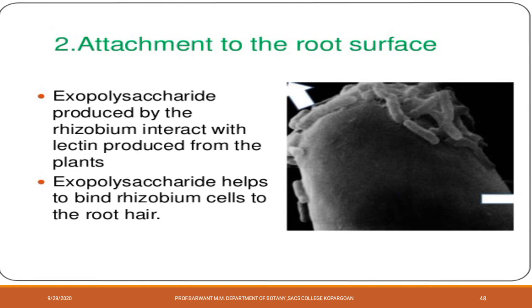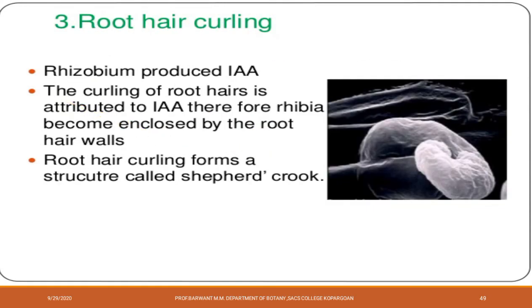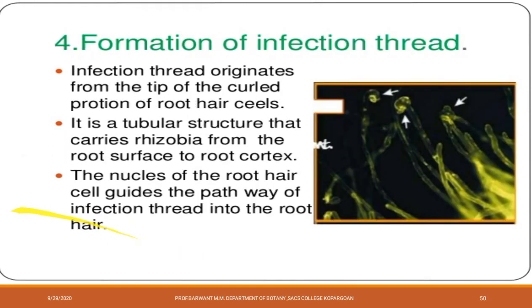Exopolysaccharide produced by the rhizobium interacts with the lectin produced by the plant, and the exopolysaccharide helps to bind the rhizobium cells to the root hairs. Then the root hair becomes curled. Rhizobium produces IAA, indole acetic acid. The curling of root hairs is attributed to IAA. Therefore, the rhizobia become enclosed within the root hair walls, and the curled root hair structure is called a shepherd's crook.